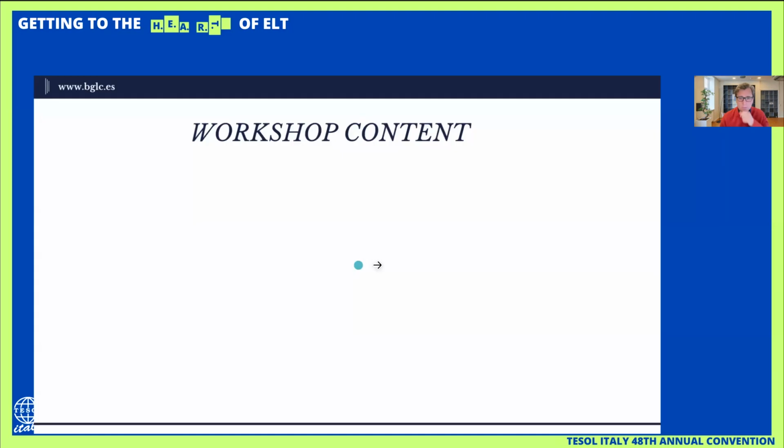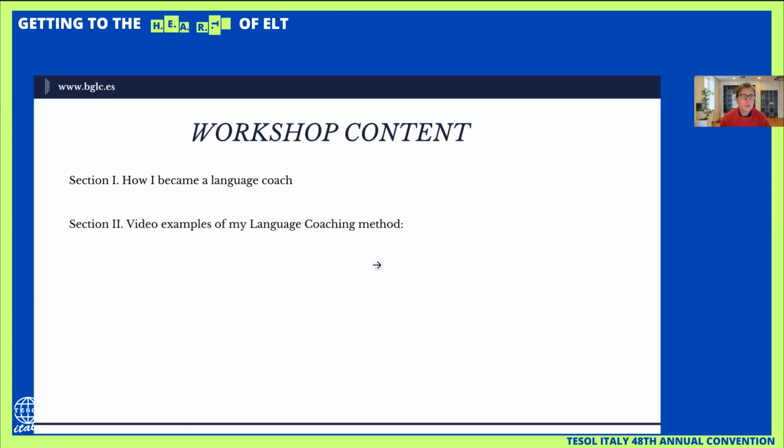But let's start with what we're going to look at today in this workshop. I will ask you to reflect on a few things as we go along, which is why I call it a workshop rather than a talk. Whether or not it becomes interactive through the chat, we will see. But the content of my talk today is going to be a brief introduction of how I became a language coach, or a language and communication coach.